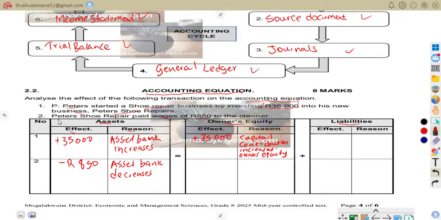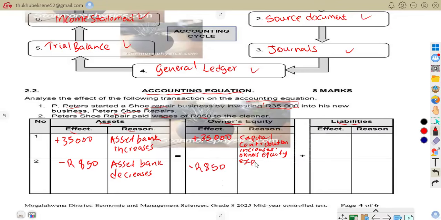For the second one, like we said, Peter repaid wages. They paid 850 to the cleaner. Because you're going to take money out of the business, our assets are going to decrease by 850. That is why we are saying asset bank decreases. So what is going to happen to our owner's equity? Our owner's equity is going to be minus 850, because expenses, which are wages, decrease owner's equity.